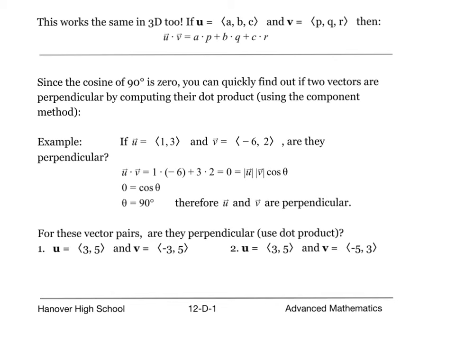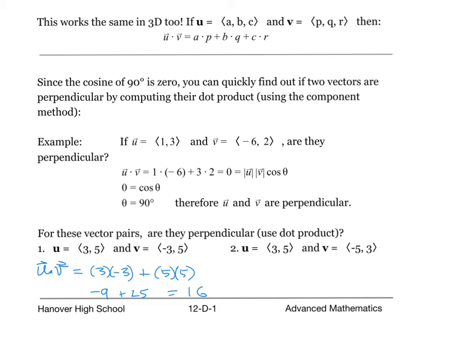Anyway, let's try this on a couple of examples. We have in example 1 a couple of vectors u and v, and we want to know, are they perpendicular? So we'll use the dot product. Not the one involving the cosine, we'll use the one where we multiply the components together. So in this case, u dot product with v is going to be equal to 3 times -3, those are the x components of the two vectors multiplied together, plus 5 times 5. And so this is -9 plus 25 equals 16.